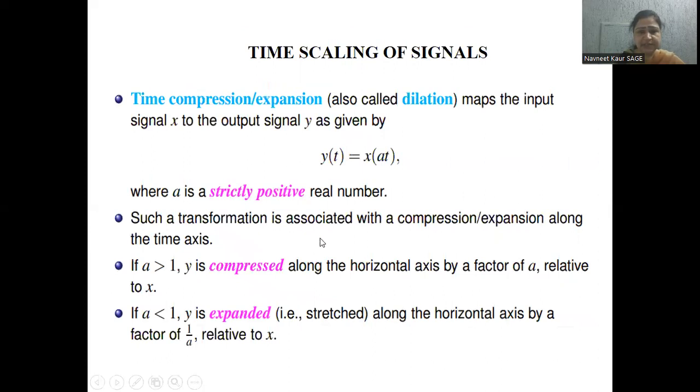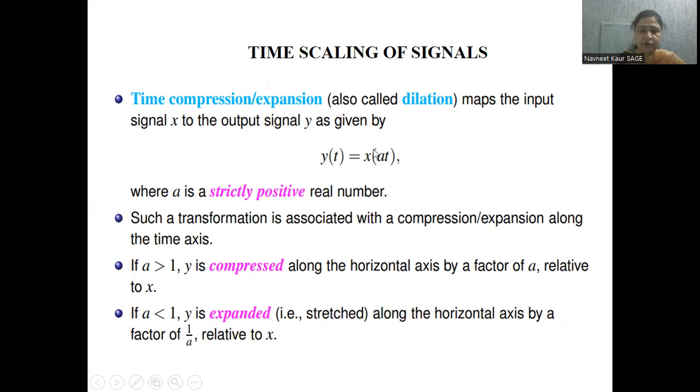Now, next operation is the time scaling of the signals. The time scaled signal of any particular signal x(t) is represented as y(t) = x(at), where a is a positive real number.